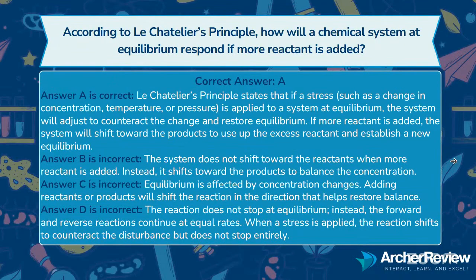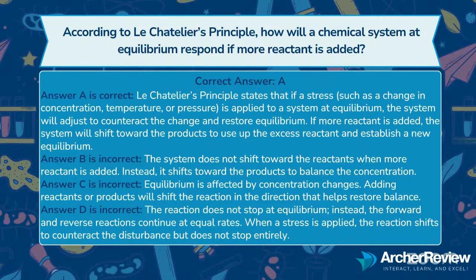Hopefully you chose answer A, and I did see an awful lot of A's out there, so well done. So Le Chatelier's principle is letting us know that if a stress, a change in concentration, temperature, or pressure, is applied to the system while it's at equilibrium, the system will shift to restore equilibrium. If there's more reactant, it will use up the excess reactant and re-establish equilibrium. Honestly, guys, think of a teeter-totter. We want to restore balance.